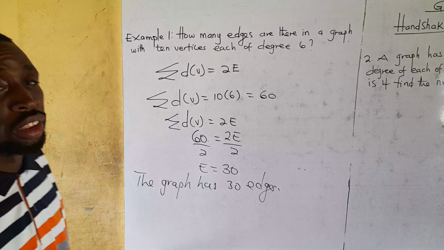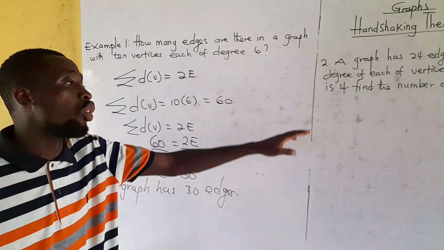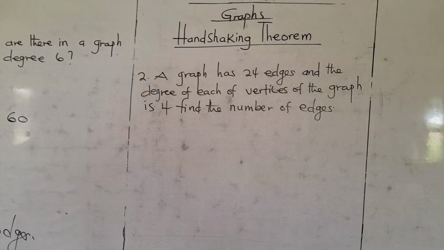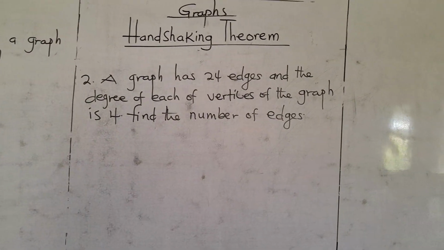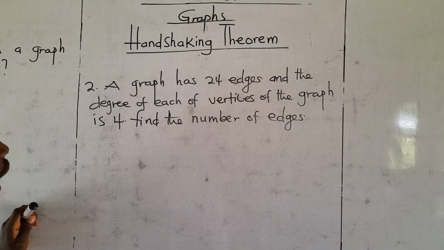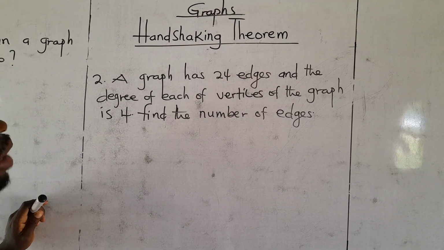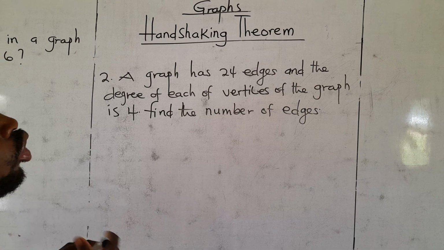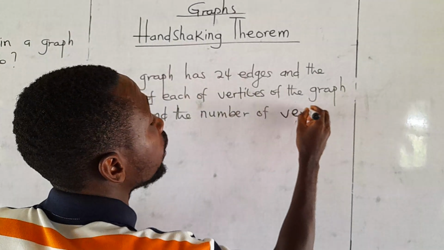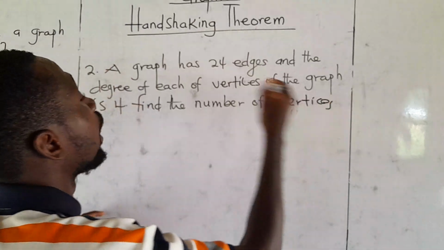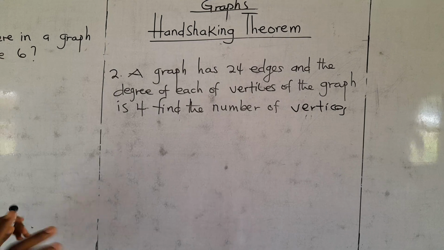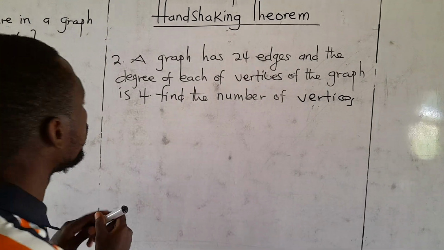Let's look at the second example. Please, you can pause the video and try solving the second example. After that, you compare answers with mine. They say a graph has 24 edges and the degree of each of the vertices of the graph is 4. Find the number of vertices. So the graph has 24 edges and each vertex has degree 4. We should find the number of vertices.